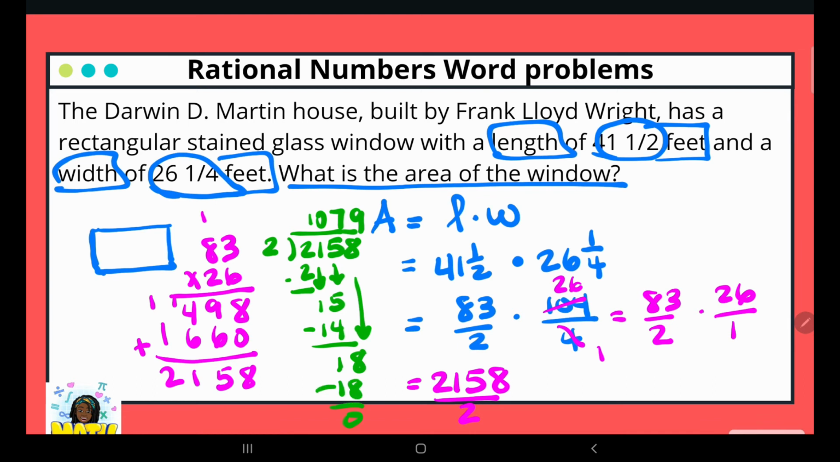So when I divide 2,158 by 2, that is equal to 1,079. So the answer here is that the area of the window is 1,079 feet squared. So remember, whenever we talk about area, it's always going to be in square units.